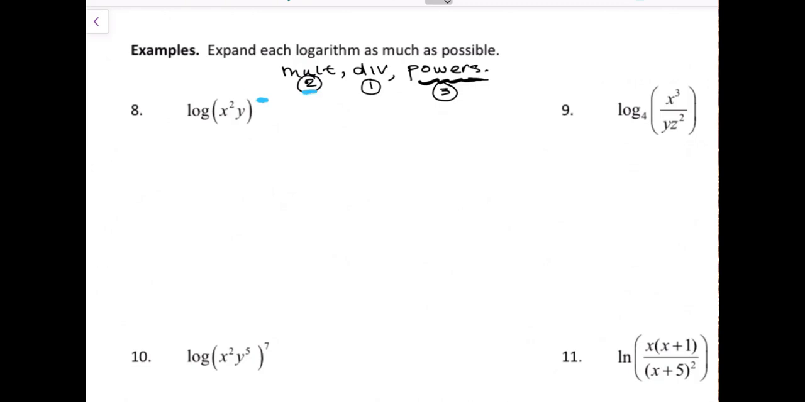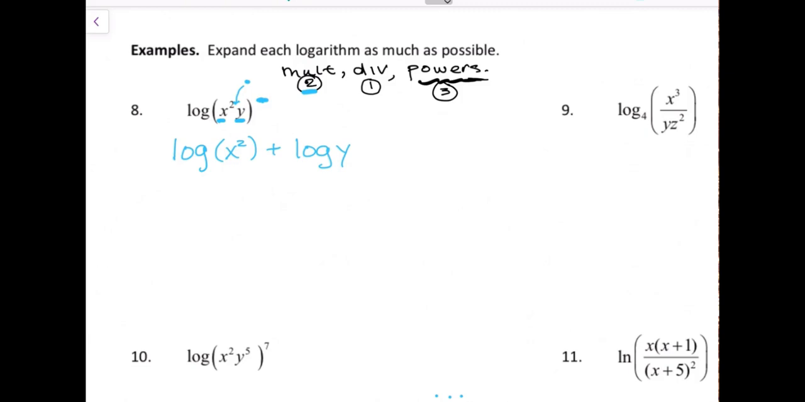And I do have multiplication right here between the x squared and the y. So the first thing is to split this into two logarithms where x squared is one argument and y is the other argument. So remember, the property says I can split it at a multiplication symbol and write it as two separate logarithms. And because I'm splitting at a multiplication symbol, the operation I put between my two logs is addition.